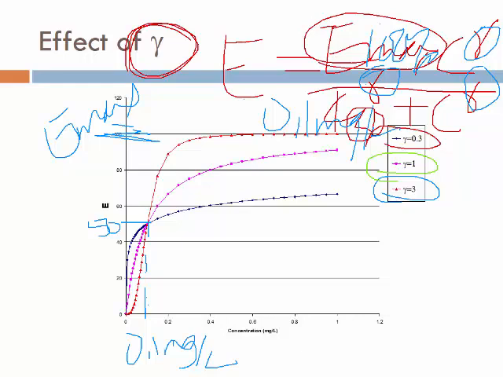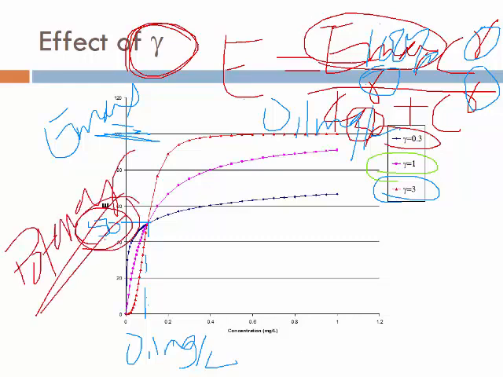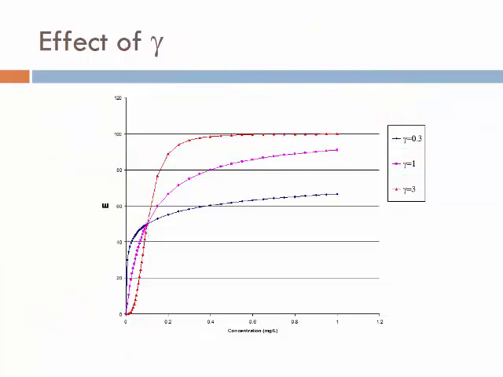So first of all, I should go back. Since the C50s are all the same, that means they're all the same potency. Potency is determined by C50. So since they all have the same C50, they are equal in potency. There's no difference in potency. What does change is how quickly, as we change the concentration, how quickly the effect changes. So let's go back and look at each of these individually. Let's start at gamma equals 1 first, because that's kind of our middle of the road guy. So our gamma equals 1.